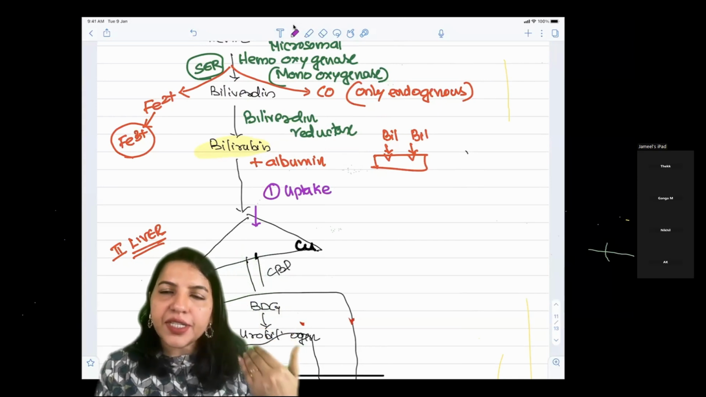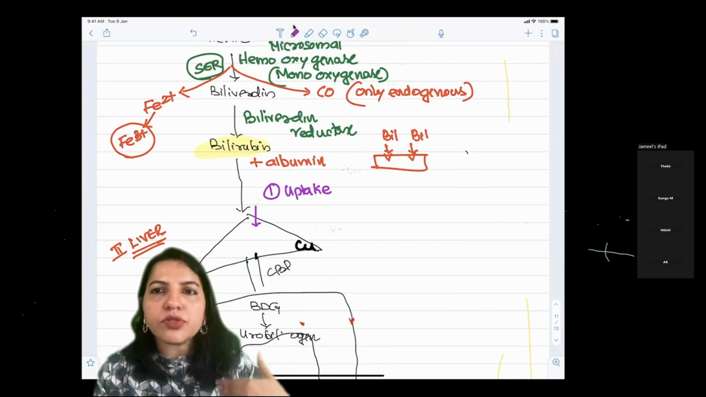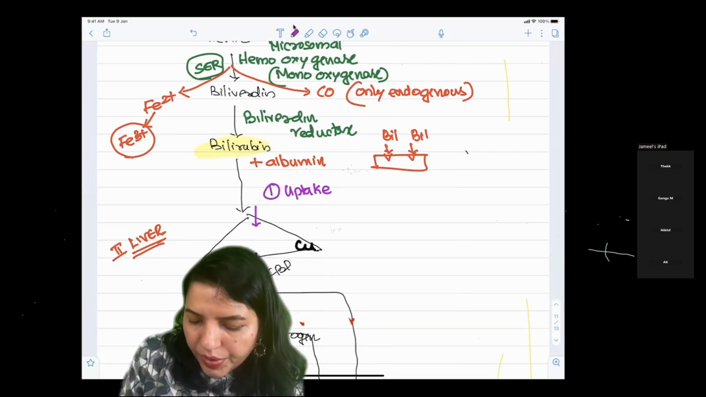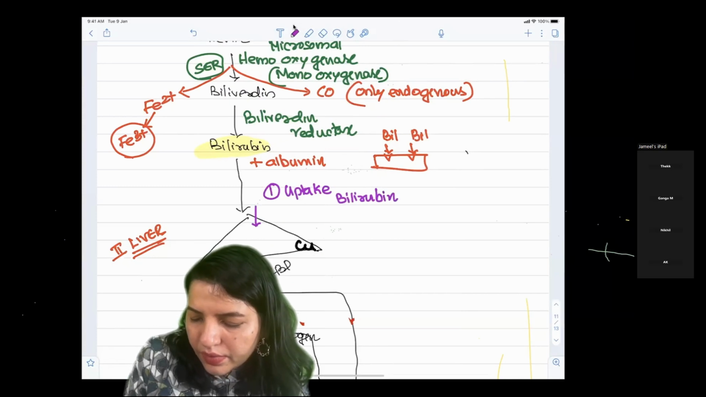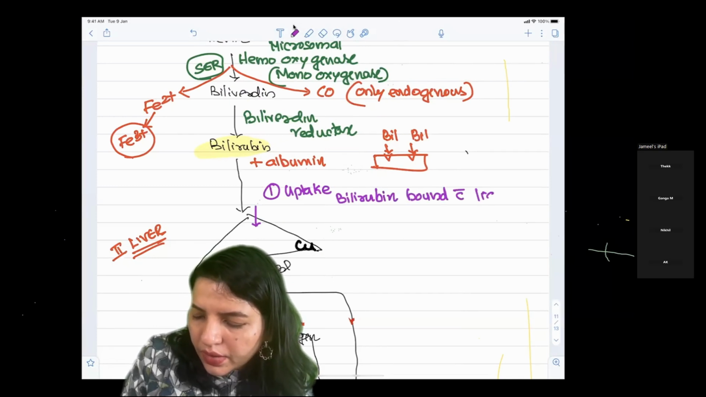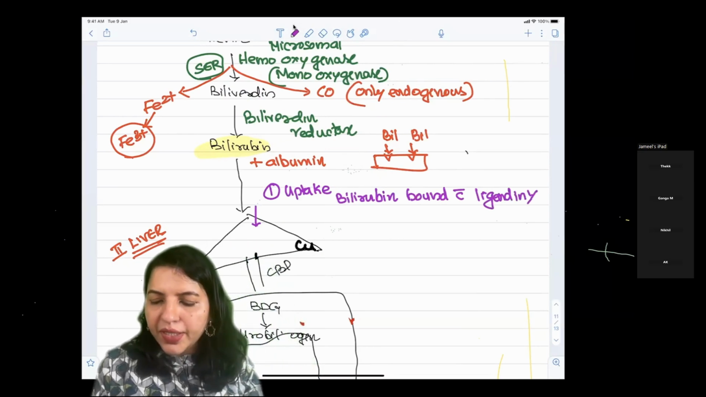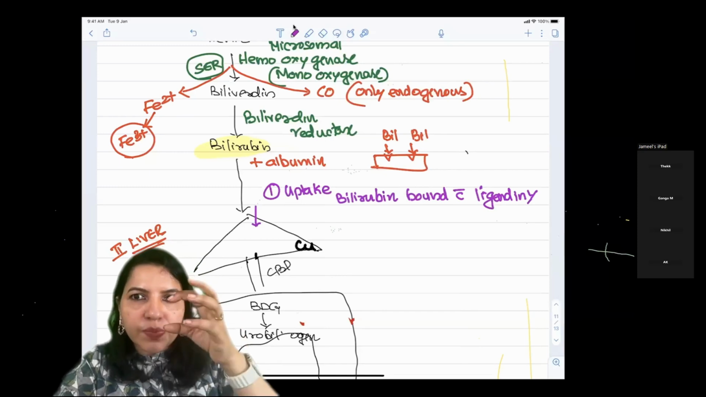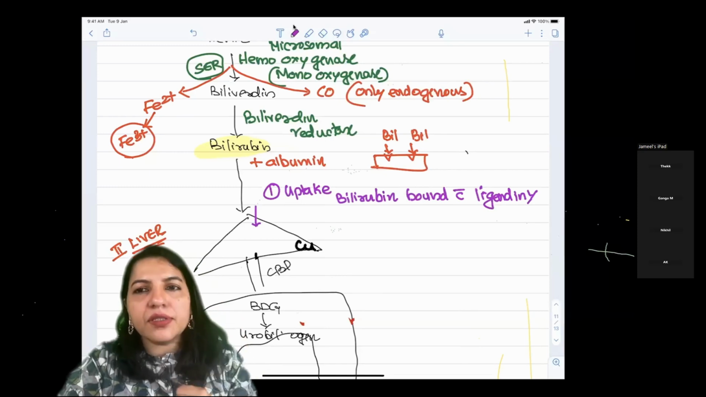Now, when it is taken into the liver, it has all the chance to go out as well. So for that sake, this bilirubin is bound with ligandin Y, which is a bilirubin binding protein. So this bilirubin binding protein will bind this bilirubin inside the liver itself.